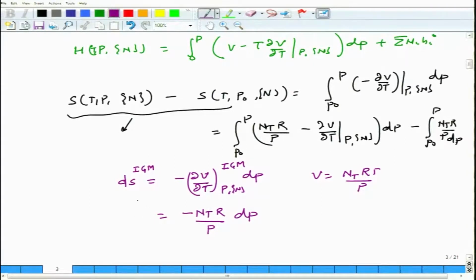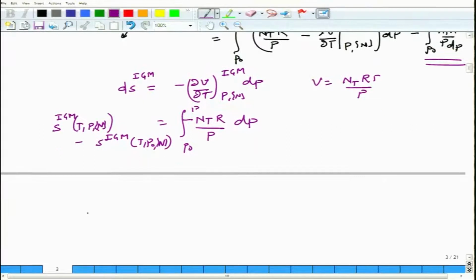Okay. So, if you integrate this, we get the following from, let us say, P0 to P. This is going to be S^IGM(T,P,n) minus S^IGM(T,P0,n). Thus, this expression is nothing but the difference in the entropy of the ideal gas mixture from P0 to P. Okay.